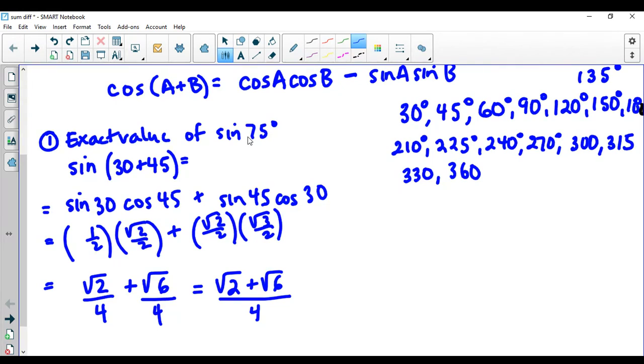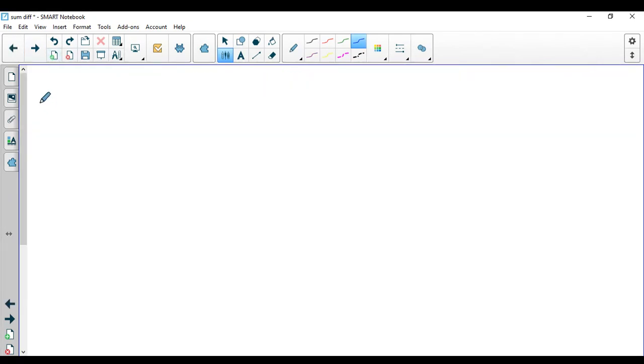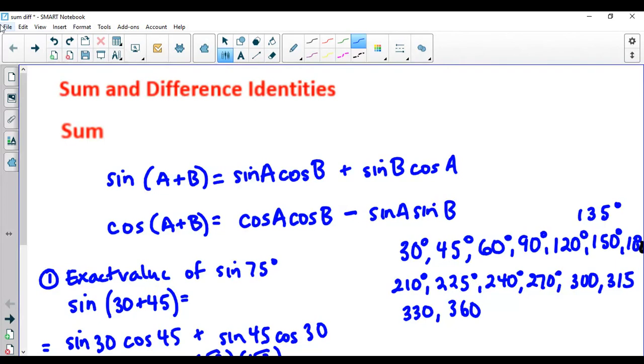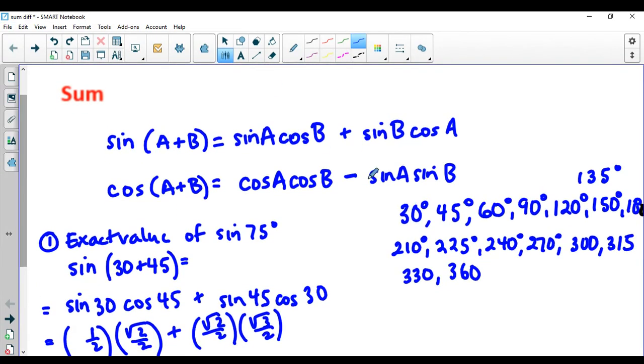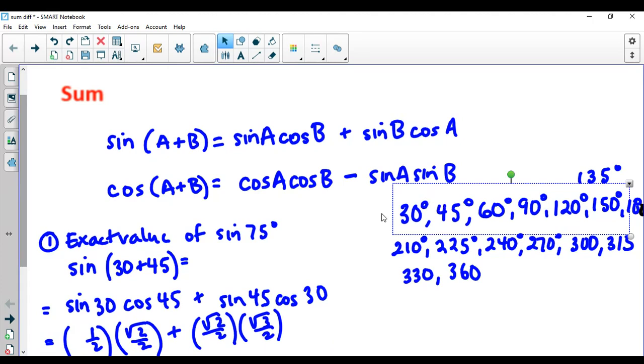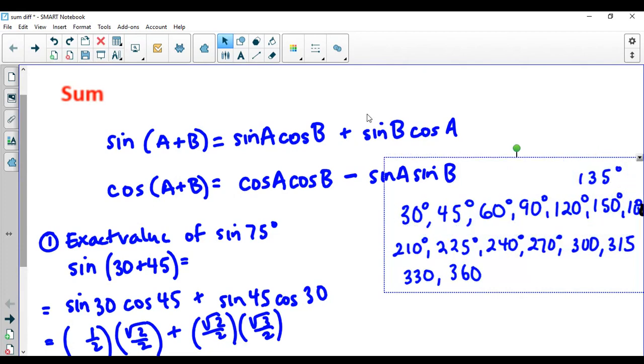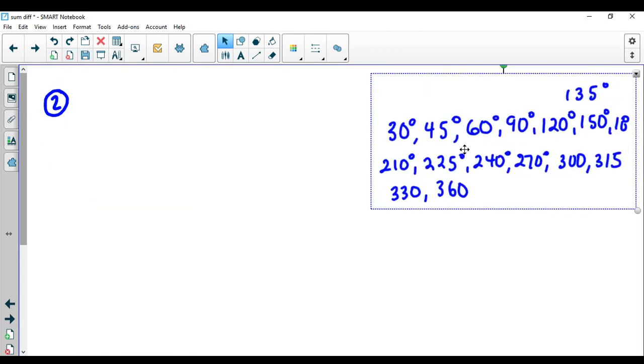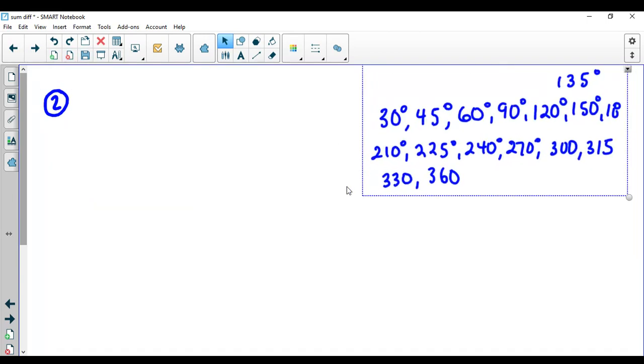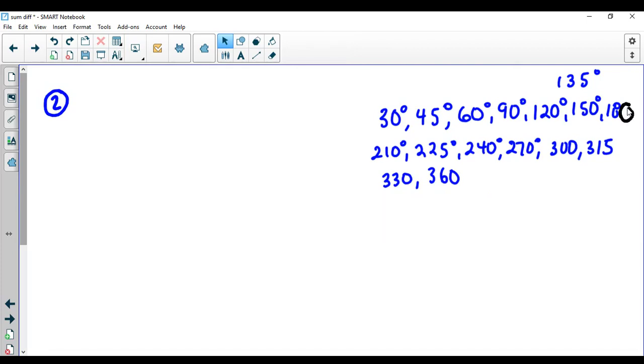Okay, so now I will do a cosine sum. That was sine, so I'm going to do cosine. I have these on my page, so you would have them in front of you. These are the angles that we're going to be referring to. Yes, there's a little bit of trial and error, but we're not working with that many angles.